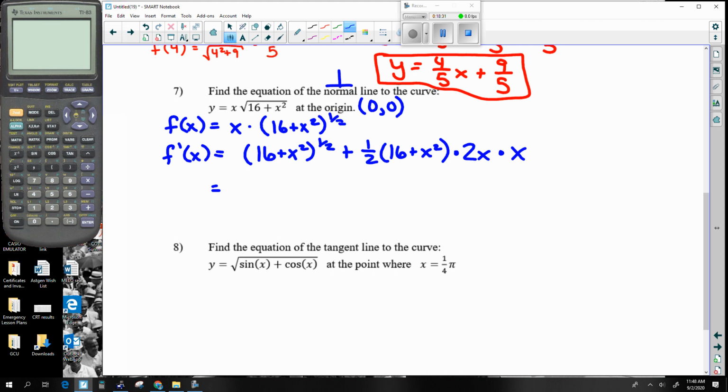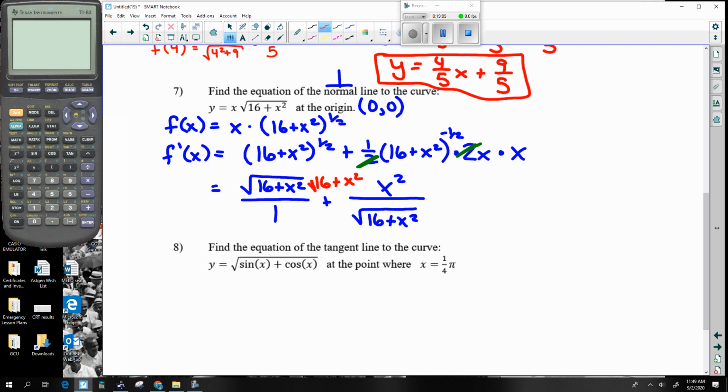Okay, let's clean this up for ourselves. Sorry, this should be to the negative 1/2. So I totally missed that. So this is going to be the square root of 16 plus x squared plus, 2 cancels 2. And so this is going to be x squared over 16 plus x squared. So getting a common denominator, this is going to require 16 plus x squared in a square root. The right-hand side means nothing.